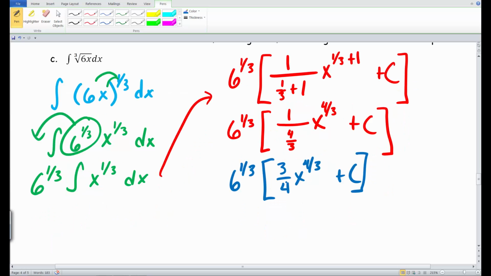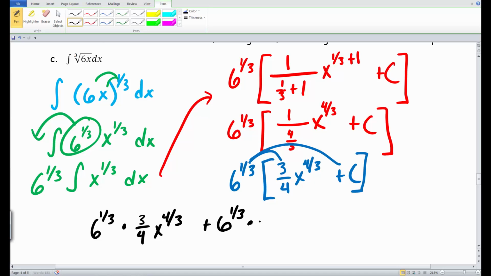And now where we move on from here is we're actually considering this 6 raised to the 1/3 power as being distributed to both items. And the reason why I wanted to talk about that is how it really plays a role with that plus c. Because really we have this 6 raised to the 1/3 power times this 3/4 x raised to the 4/3. It is also being distributed to this piece, this plus 6 to the 1/3 times some constant.